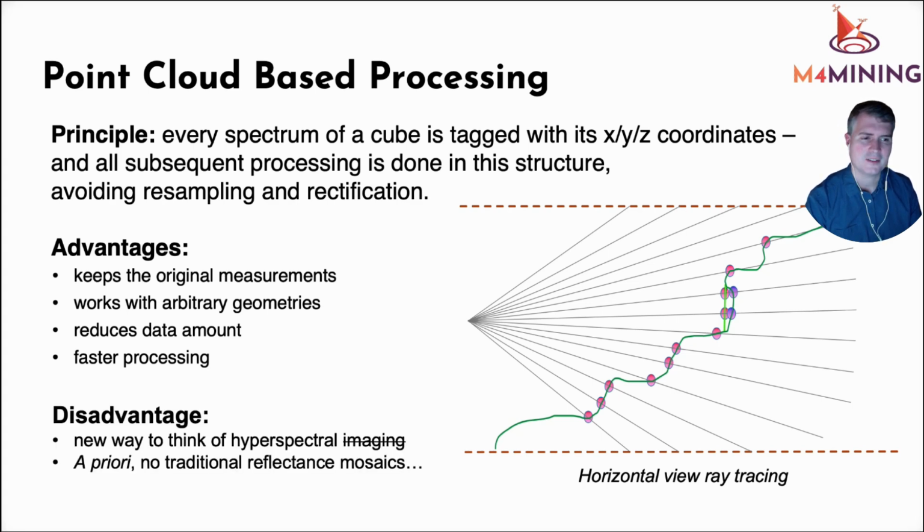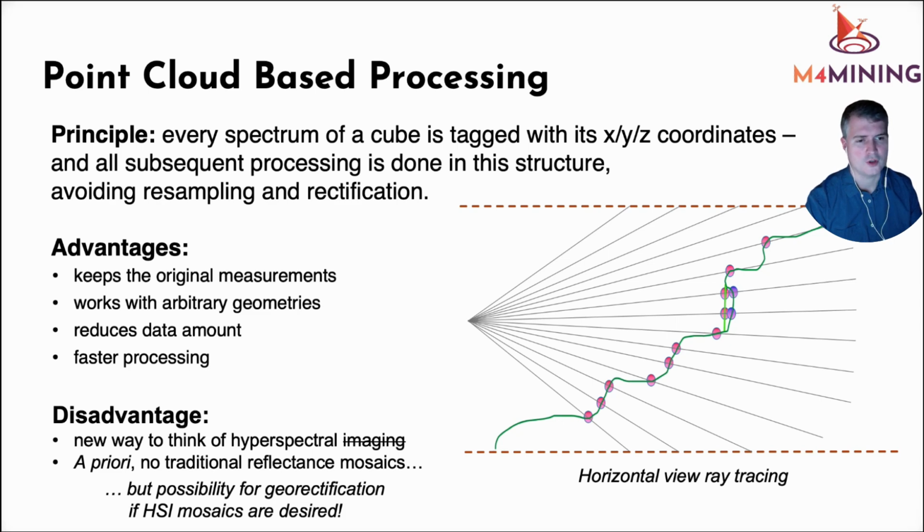Now, the main disadvantage of this approach is how unfamiliar the results may seem at first. A priori, a 3D point cloud representation means no traditional reflectance mosaics. However, the NRT processor does allow the end user to optionally apply a georectification of the data should HSI mosaics still be desired.